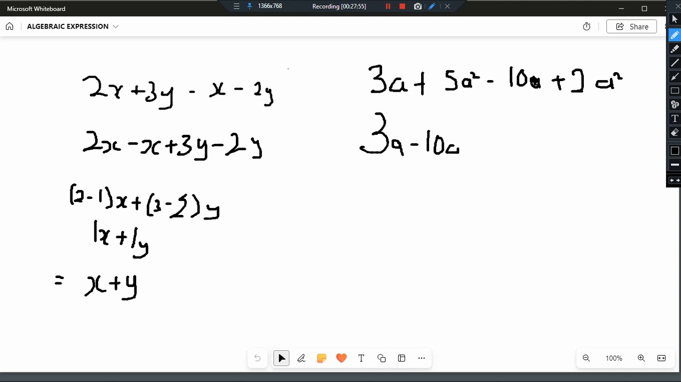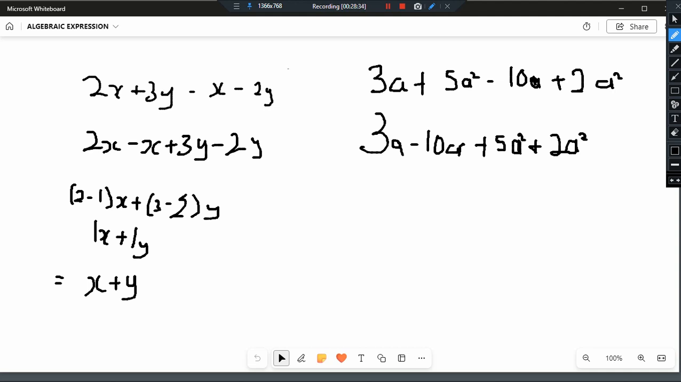Do I have other variables which are the same? Yes, a squared and then a squared. So I also have to group them. So I have positive 5a squared, and positive, so plus 2a squared. Now the next step is to simplify the coefficients.